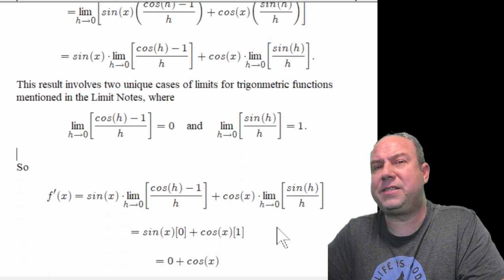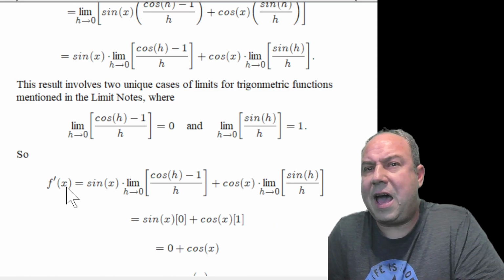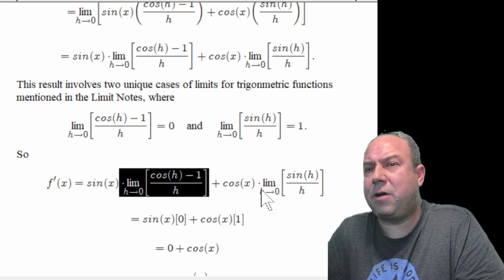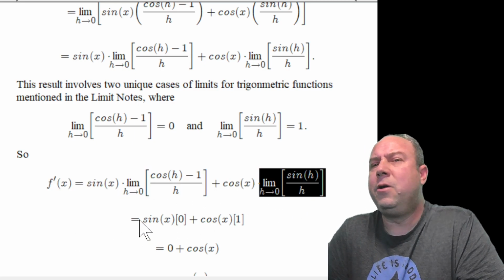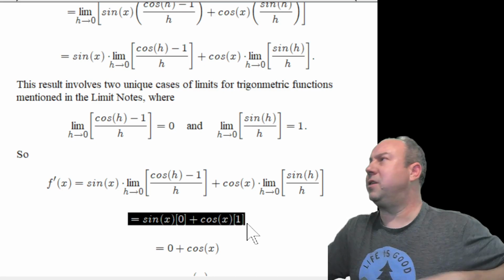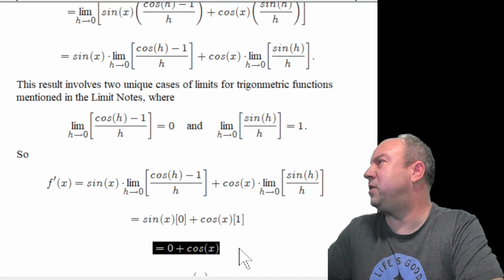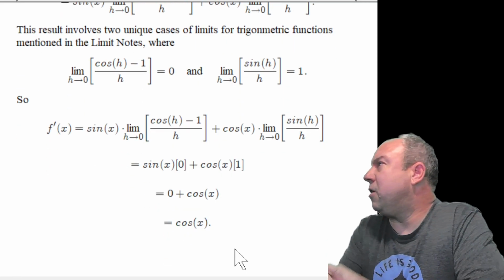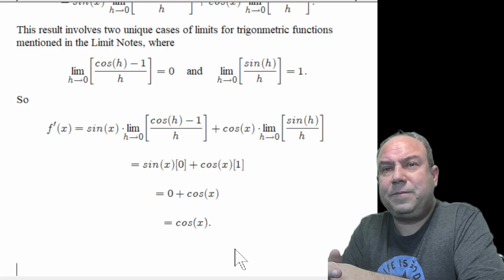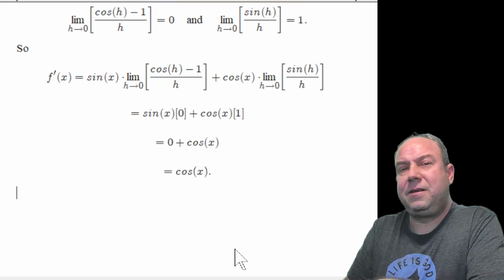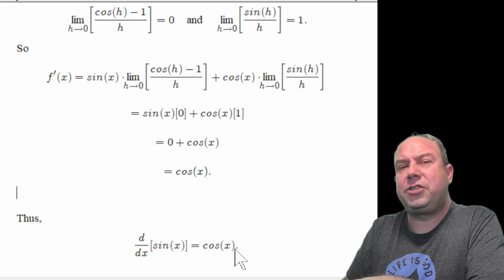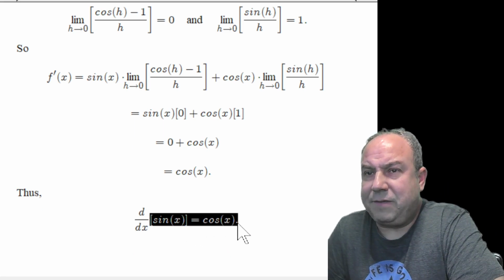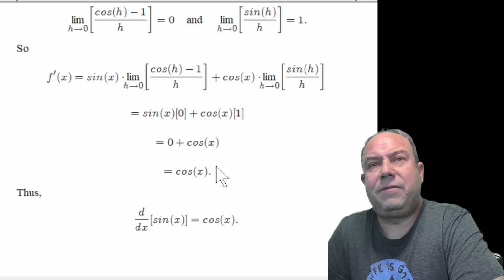And when we think about the value of f prime of x, substituting in here for the value of 0 and here for the value of 1, we have the sine x times 0 plus the cosine x times 1, which is really just 0 plus the cosine x, or in the end, just the cosine. Thus, the derivative of the sine function with respect to x is just the cosine function, as we've proven above.